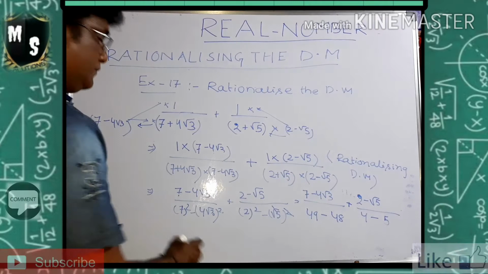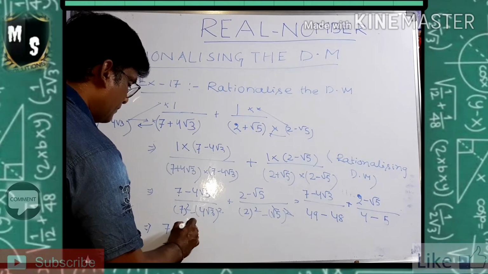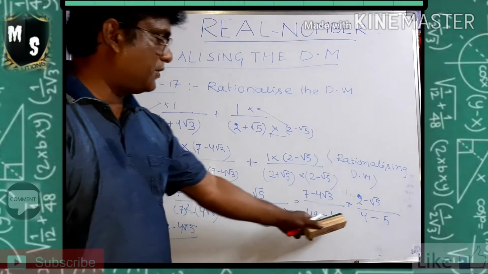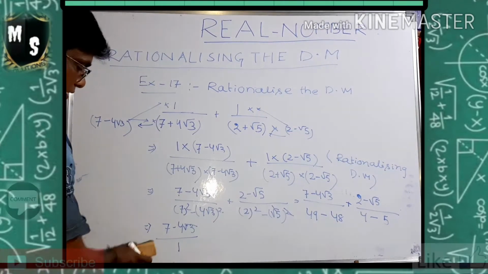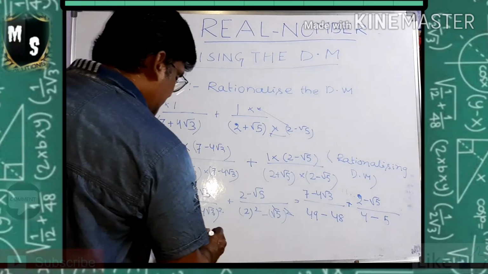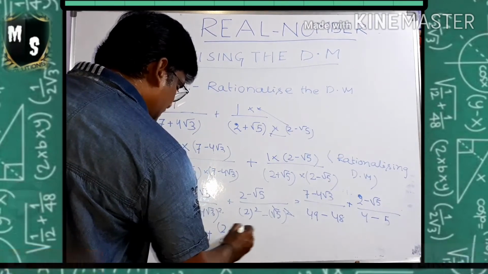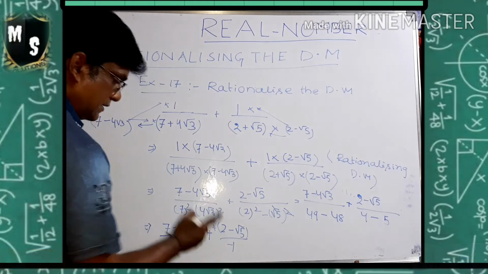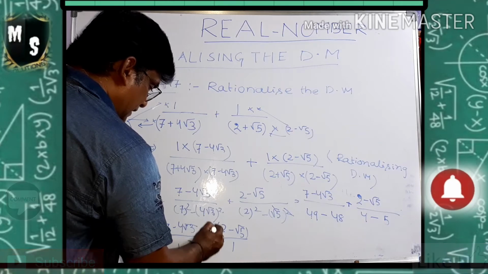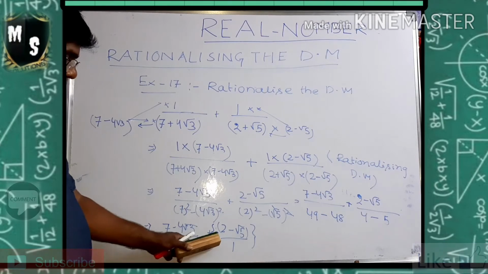Now you see what is coming. 7 minus 4 root 3 by 49 minus 48. It is 1, so don't write the denominator as 1. If you write it, no problem, but don't write it. Plus 2 minus root 5 by minus 1. Plus divided by minus is minus, so the whole value is minus here. The sign is minus, so take it in a bracket. Why? You have to multiply this sign with this sign, because another sign is here.